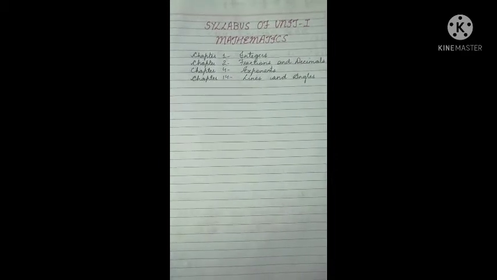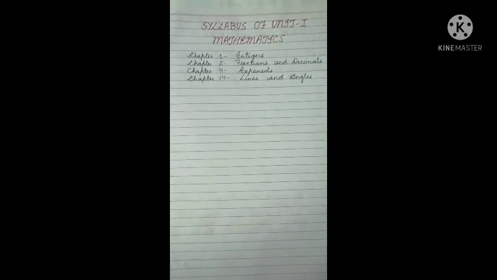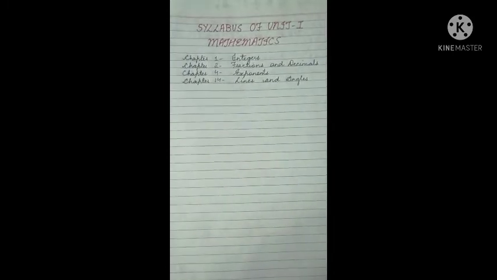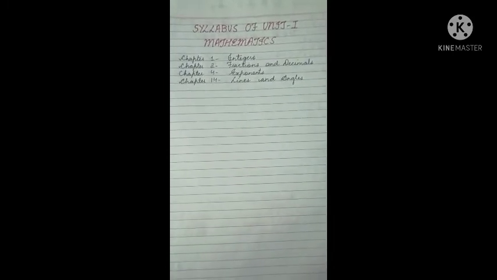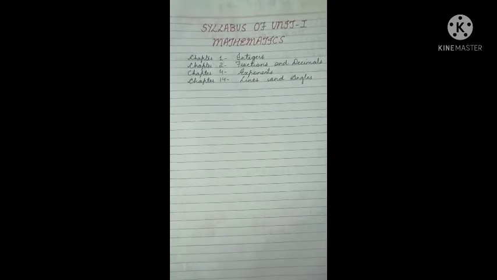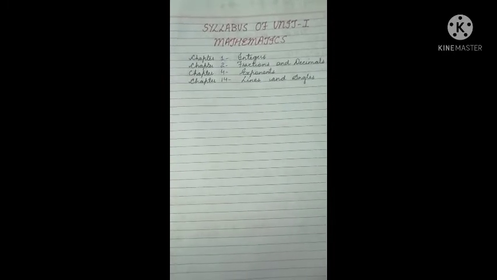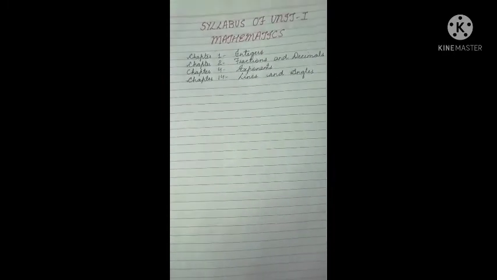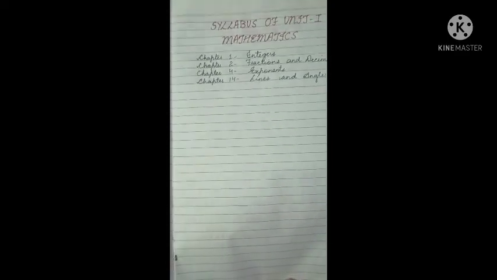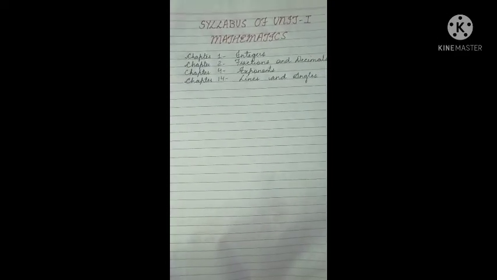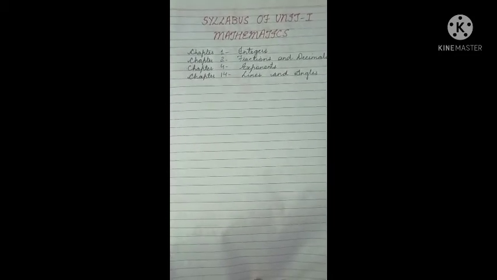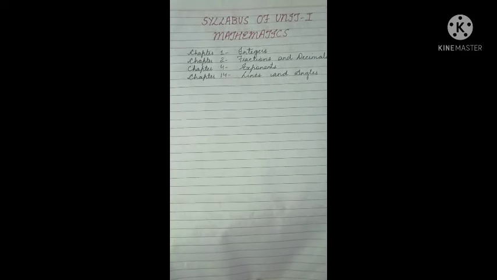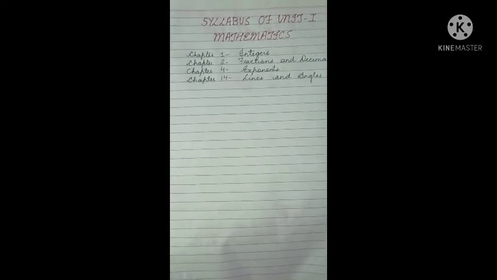In the last class before the vacation, we completed exercise 2D of chapter 2, that is fractions and decimals. So today we'll do the next exercise, that is exercise 2E, and we'll complete this exercise today, and inshallah in the next class we'll start the new chapter, that is exponents.